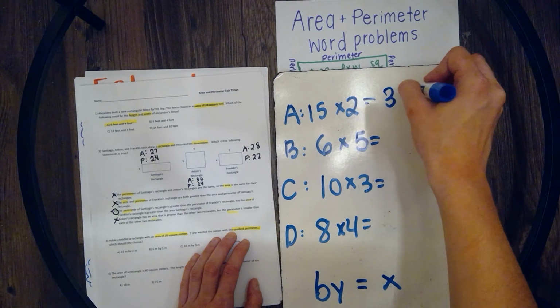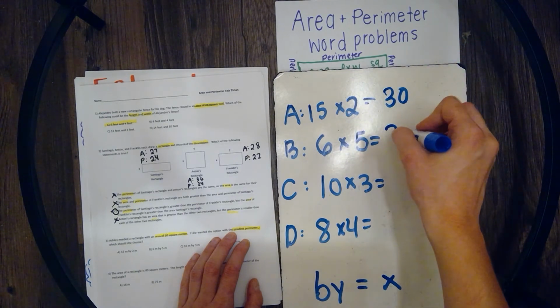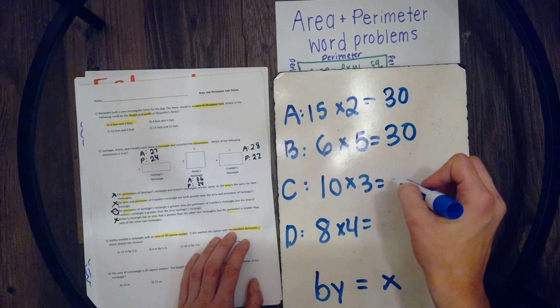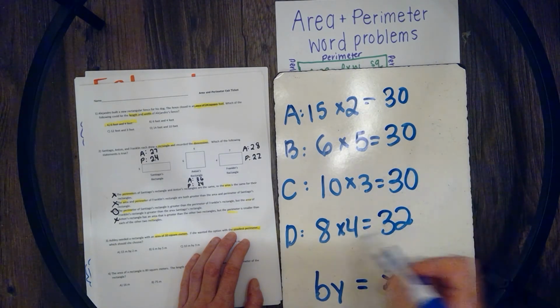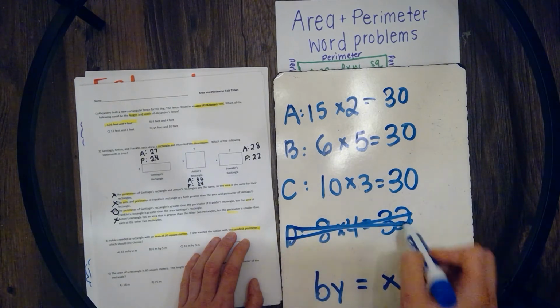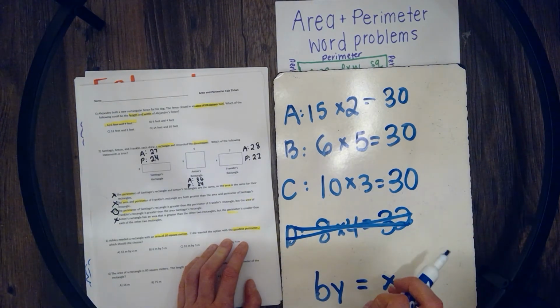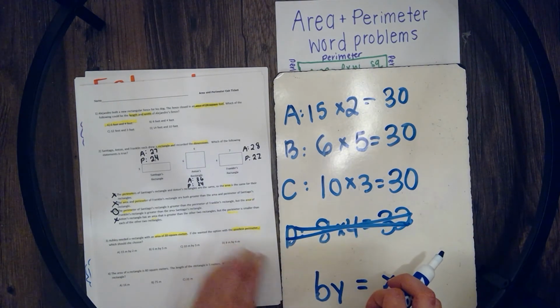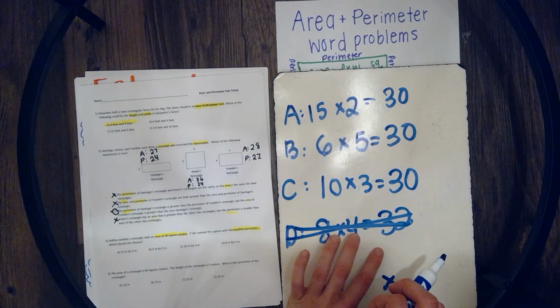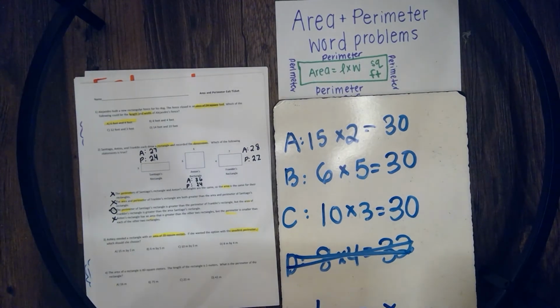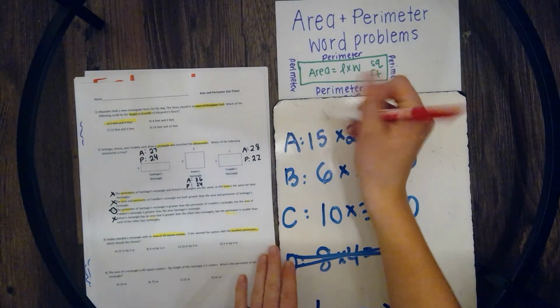15 times 2, 30. 6 times 5, 30. 10 times 3, 30. 8 times 4, 32. Uh-oh. D doesn't even give us an area of 30. So D is automatically eliminated because we're not going to try to find the perimeter for this one, since it doesn't even give us the correct area. All right. So let's test out the perimeters for all of these. That way we can find which one is the smallest.